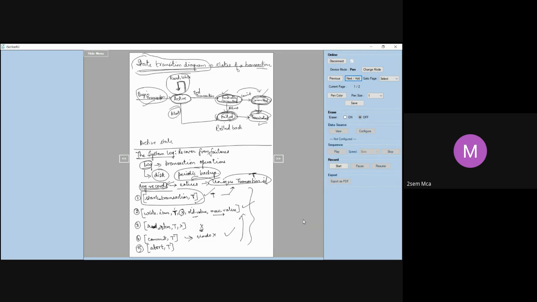Then the next one we have seen here is write item, T, X, old value, new value. That means the transaction T has changed the value of the database item X from the old value to the new value. It is doing a write operation. Write means the old value will get replaced by the new value. That is done by the transaction and gets recorded into the system log. Then you have read item, T, comma, X. That means the transaction T has read the value of the database item X.